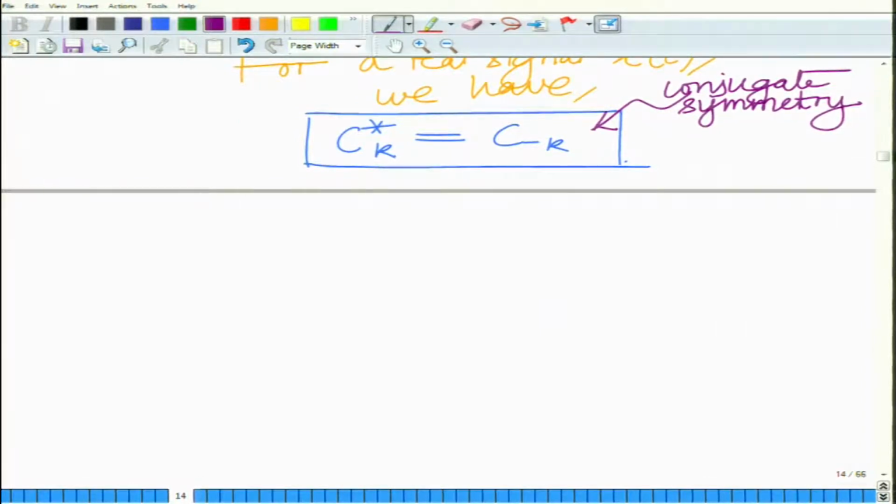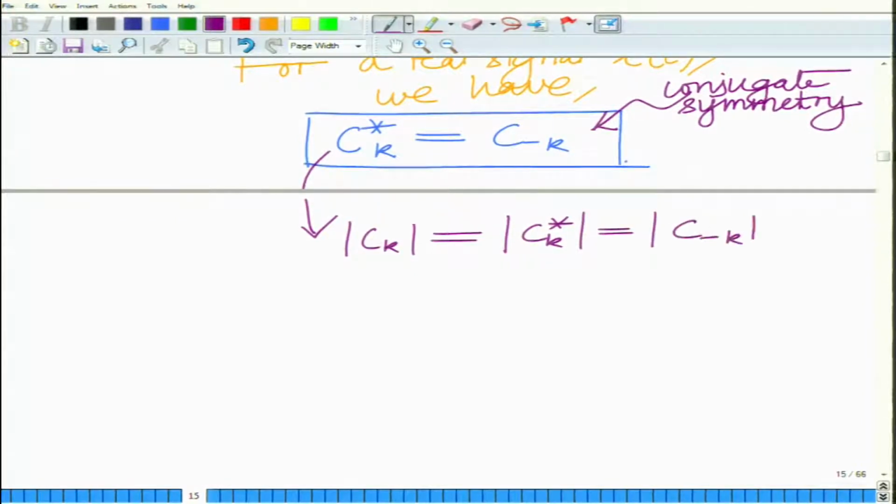Okay. So, that is an interesting and also an important property. That means that if you look at the magnitude spectrum, magnitude of Ck, the magnitude of Ck equals the magnitude of Ck conjugate, which, since Ck conjugate equals C minus k, equals the magnitude of C minus k. Which implies that the magnitude spectrum will have even symmetry, okay.